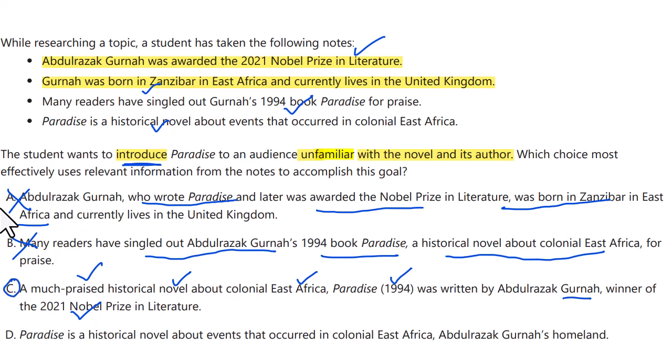Let's just look at D. Paradise is a historical novel about the events that occurred in colonial East Africa. That is a bit of an introduction to the actual book. Not great. It's missing some key points, like it was a 1994 book and certain details in the bullet points. But it is an introduction.